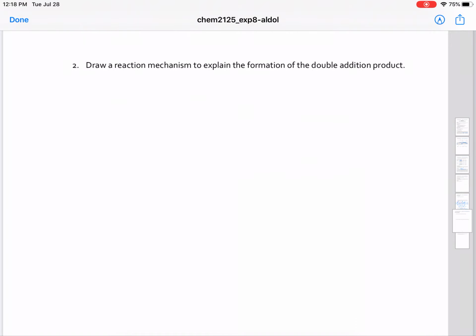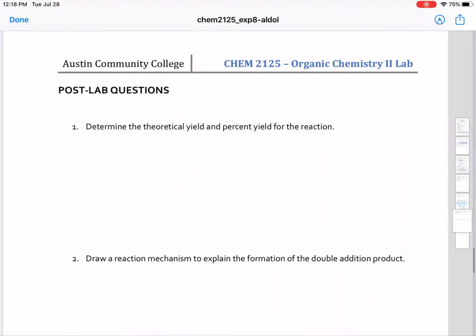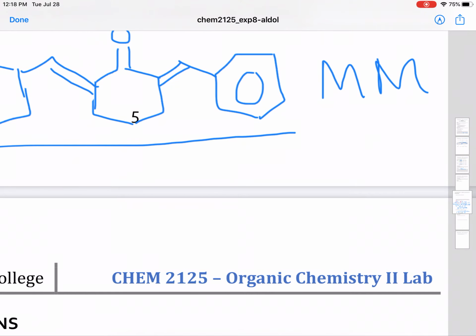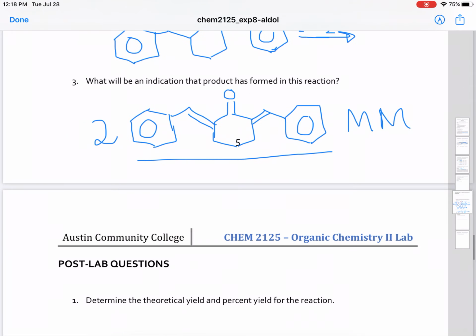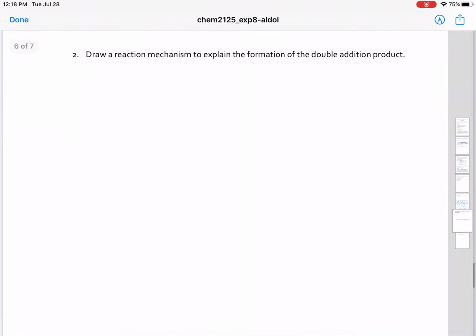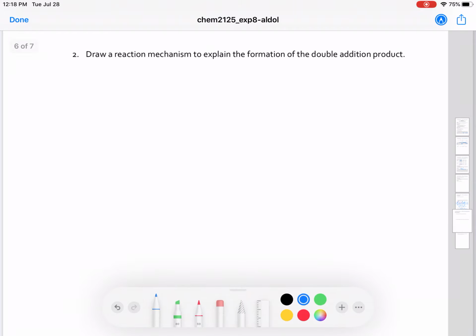And then draw a reaction mechanism to explain the formation of the double addition product, meaning you have to do the mechanism for this reaction, which I believe you can do. Or do you want me to show it to you? Or just leave it to you to do it? Don't show it? Okay, thank you. Show it? Okay, then let's do it.